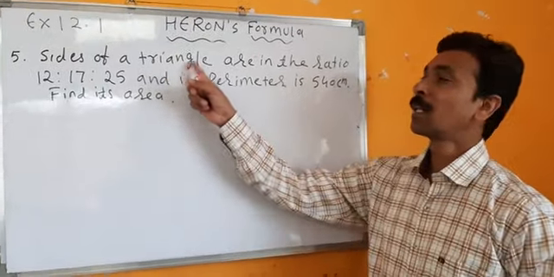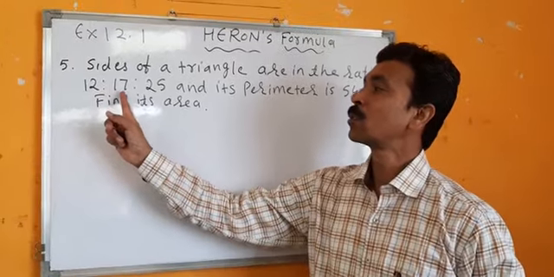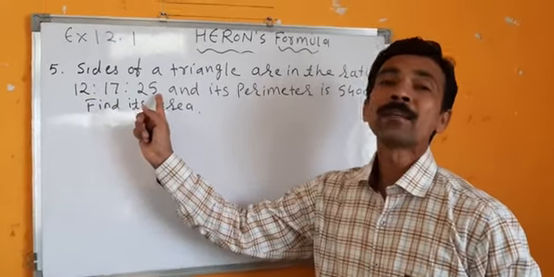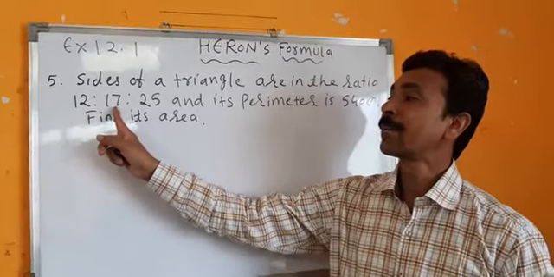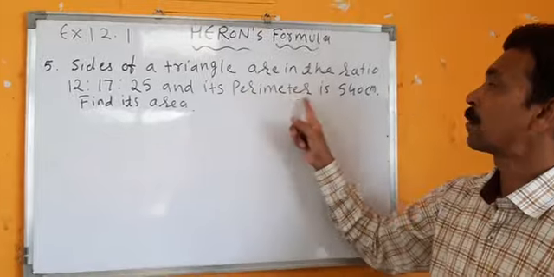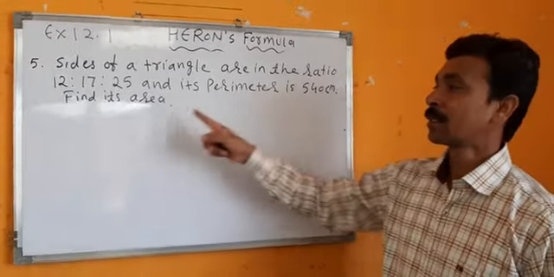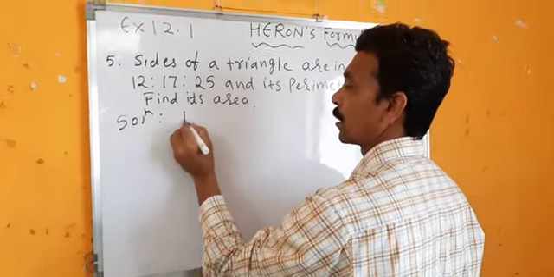Now we'll see the fifth sum of exercise 12.1. Sides of a triangle are in the ratio 12 is to 17 is to 25. Again, I'll read this part. It is called 12 is to 17 is to 25, means it is in ratio. And its perimeter is 540 centimeter. Find its area.